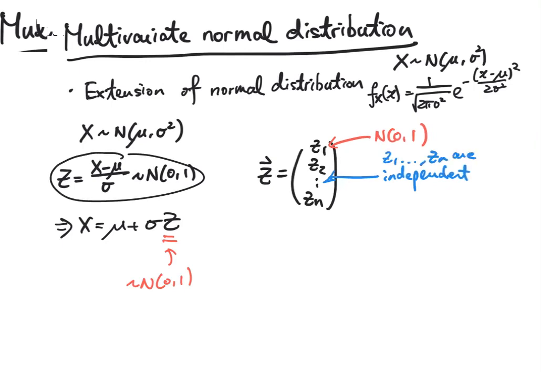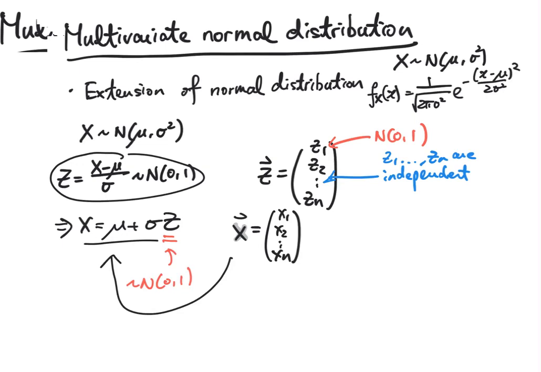Given this, let's say you have a vector of random variables S. Then we say S follows the multivariate normal distribution if and only if it can be expressed in a form similar to this. In particular, it can be written as this.